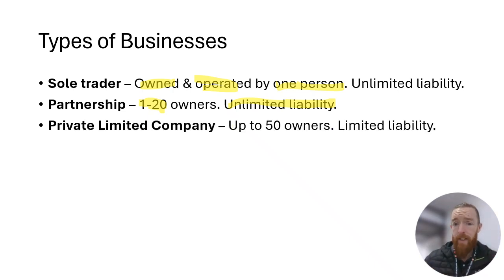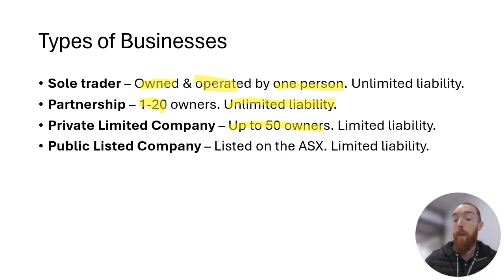We've got private limited companies, which is where your company's getting a little bit bigger. They're up to 50 owners who will own a stake of that business, and they have limited liability. Therefore, if a private limited company fails, individuals who own that business are not responsible for the debts of the business. We've got public listed companies. This is where a business is now listed on the ASX, the Australian Stock Exchange. So anyone can buy shares in that business, and they also have limited liability, meaning they are not responsible for the debts of the business.